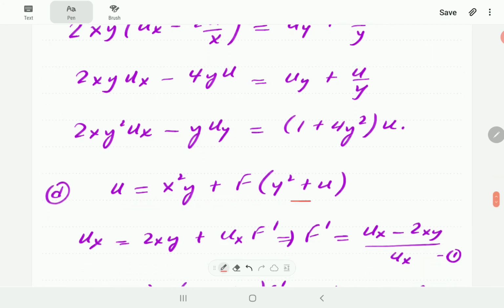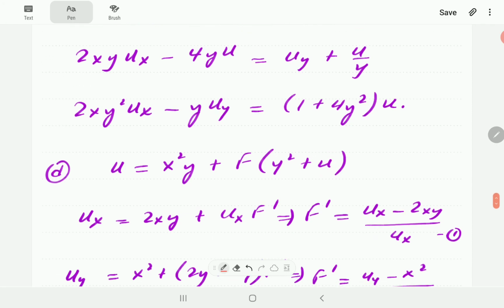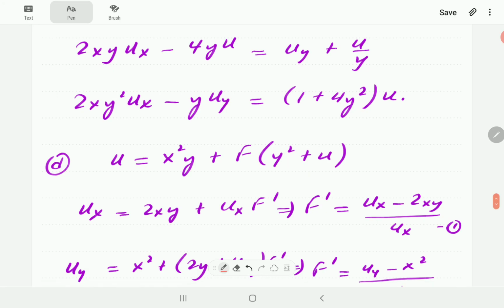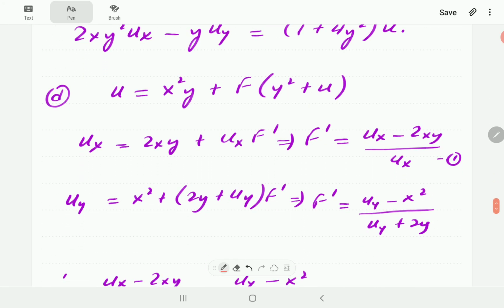Right, in this case the argument of f involves u, but the procedure is pretty much similar. So if you differentiate with respect to x, this is going to give us 2xy. This one, there is no x here, but there is x there, so it's just going to be ux times f prime. Then we can make f prime the subject of the formula there. Then we differentiate this thing with respect to y. Now there's y here, y there, y there. So this is going to be x squared. Then the derivative of this is 2y.